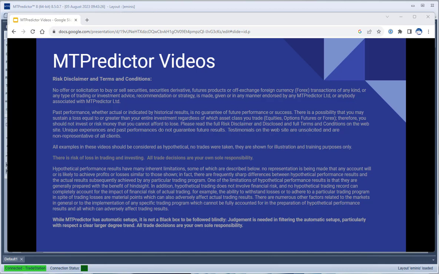In today's MTPredictor video, I'd like to take a look at using multi-time frame analysis to help you with the higher time frame chart when you're trading using MTPredictor.